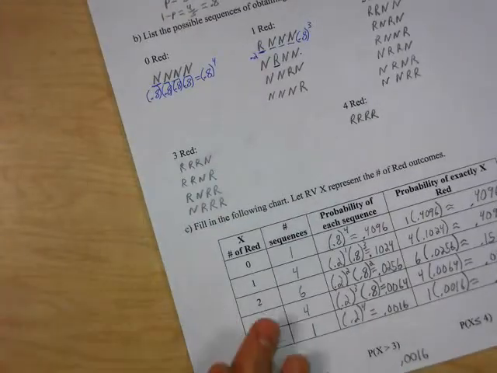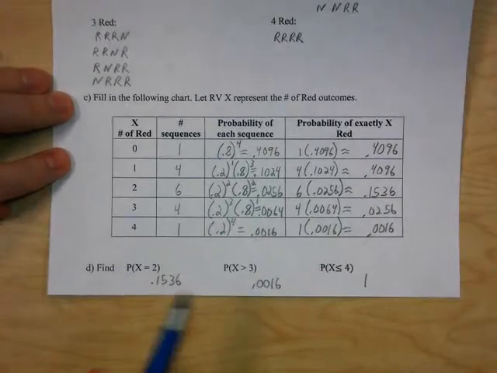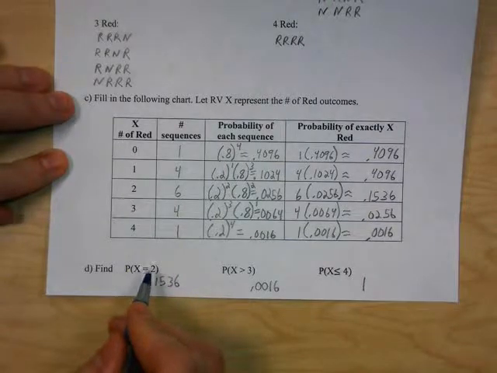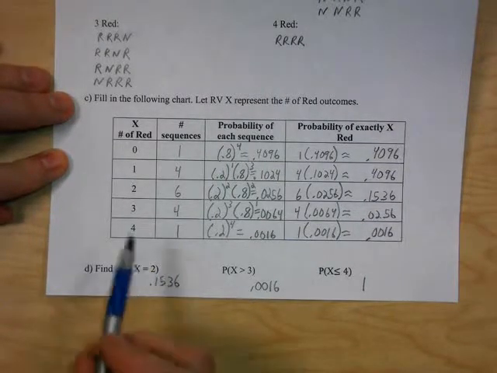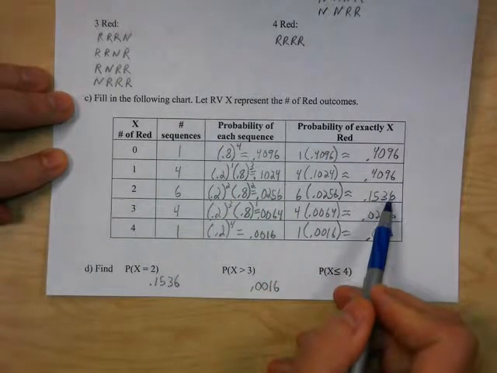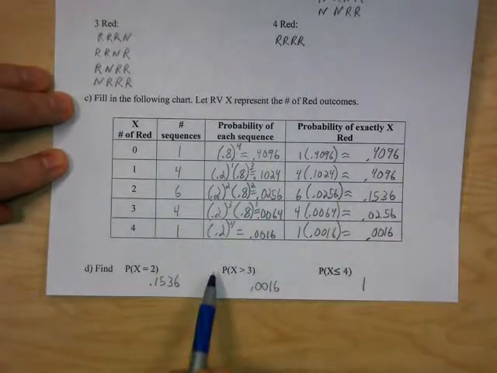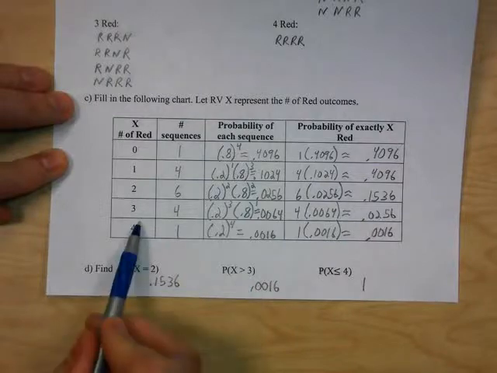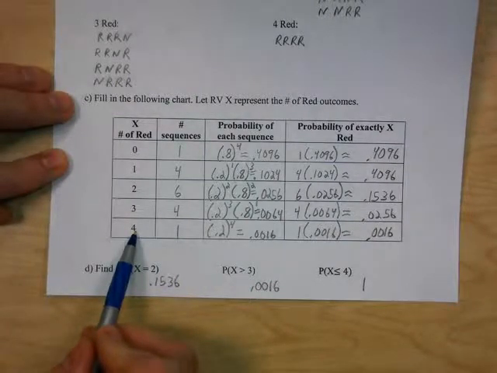Okay, then at the very bottom of the page, I ask you a few very basic questions. Find the probability x equals 2. That's basically saying find the probability of rolling 2 reds. Well, exactly 2 reds is 0.1536. The probability x is greater than 3, which is basically saying the probability that the number of dots is more than 3. Well, the only possibility there is 4. So 4 is greater than 3.